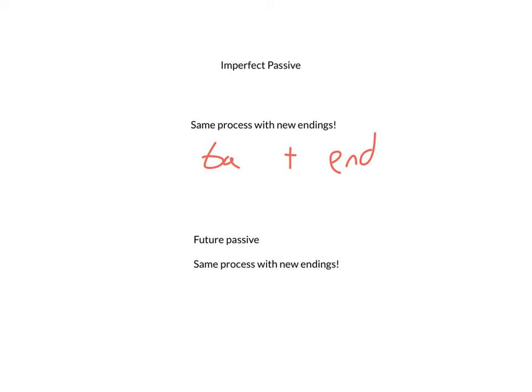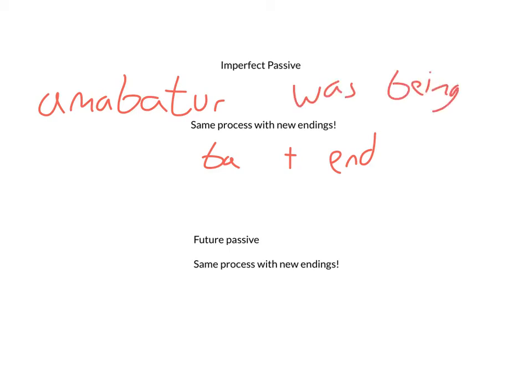And so let's use amabat. He was loving. Now we have he was being loved. Was being loved. Note the translation here. You now have two forms of to be. That's okay. You don't actually even need the being. You can just say was loved. That's fine too. All right, they are both correct.